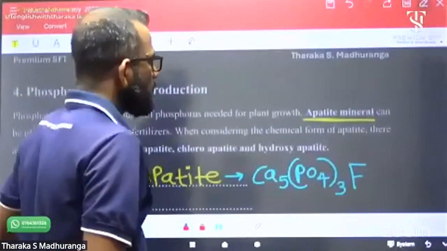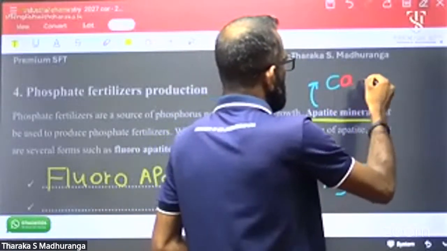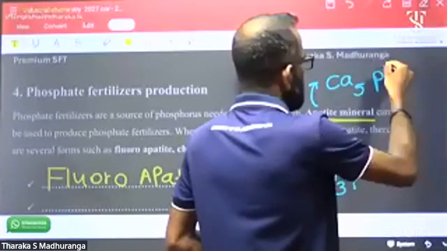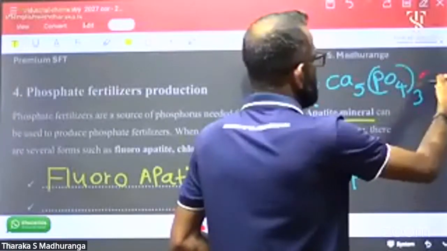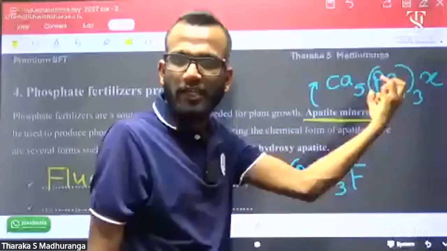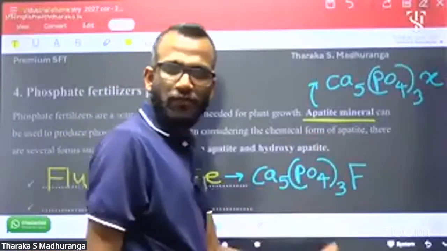If we take the apatite mineral directly, apatite means Ca5(PO4)3X. X means it can be combined with something. If you got fluoroapatite, it is combined with fluorine.